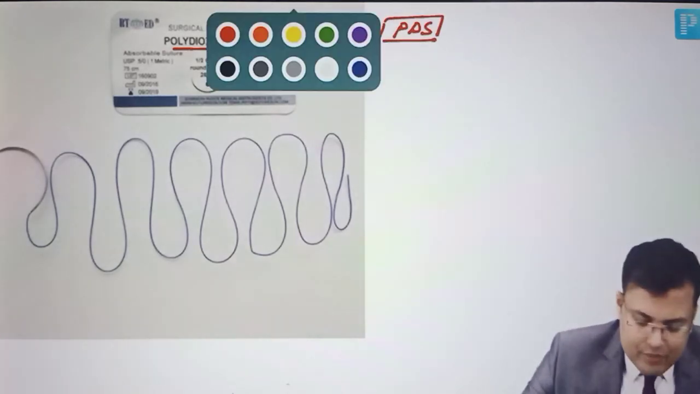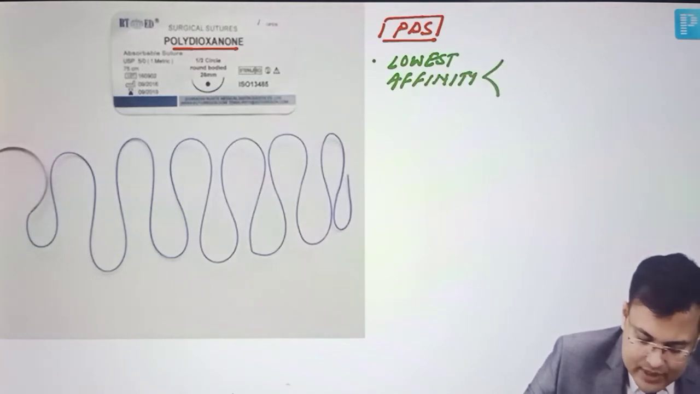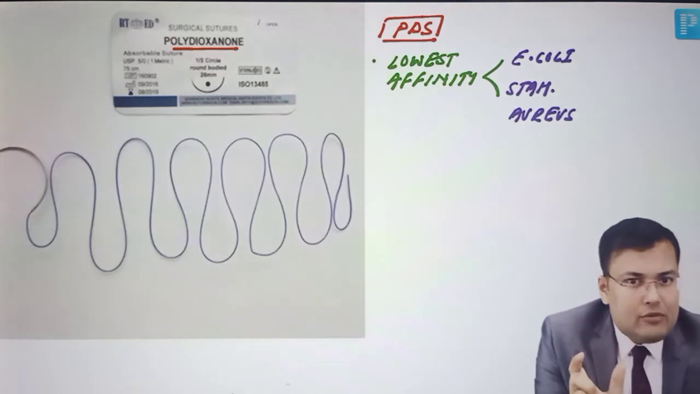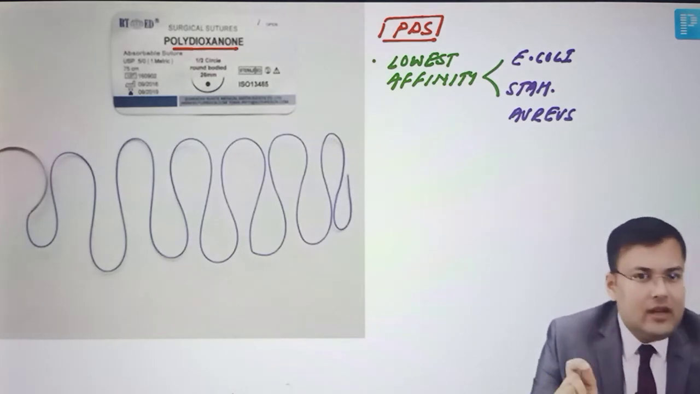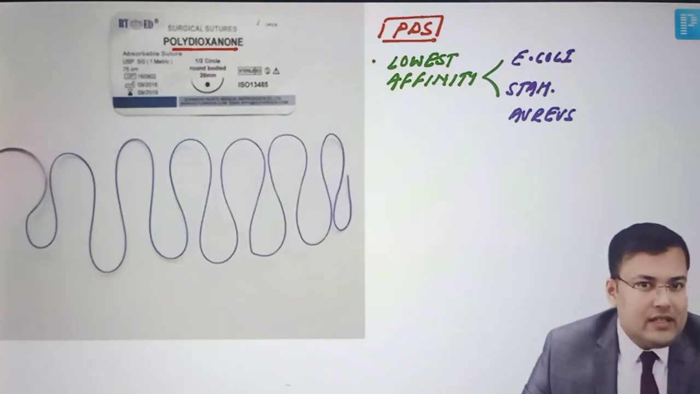Clear? Important point: this suture has the lowest affinity for adherence to E. coli and Staph aureus. So one advantage, it is associated with a lesser risk of infection. And what is the second advantage? It is absorbed in 180 days. It means this suture is specifically used for those anastomoses where there is an increased risk of anastomotic leak.